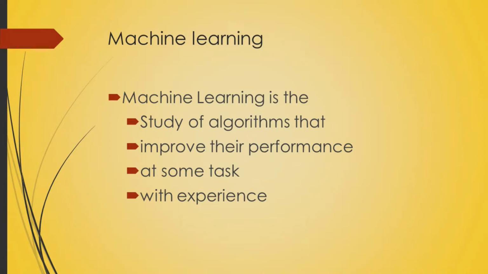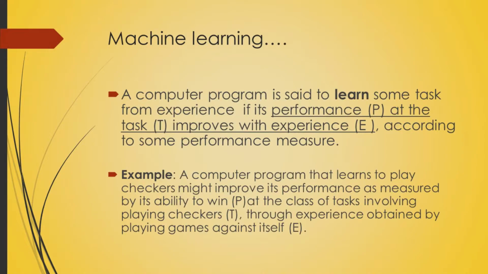So we say that a machine has learned, or an algorithm has learned something, if it performs the same task with experience, so it starts improving its performance with experience. Are you happy with that? And then I'll give you a more formal definition of what is machine learning.